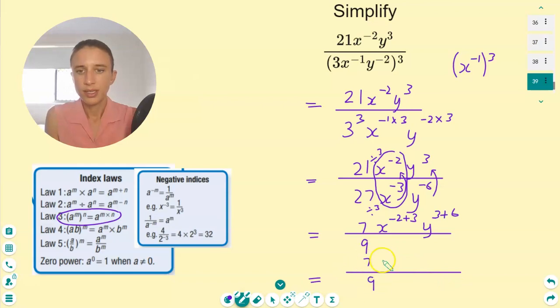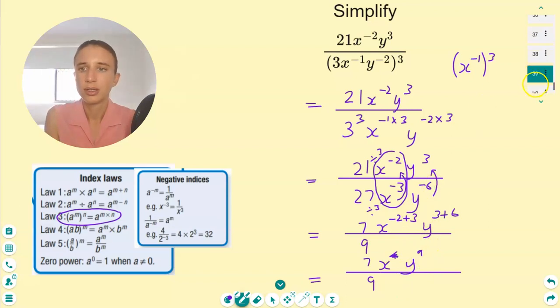7, 9, x to the negative 2 plus 3. Negative 2 plus 2 gets me to 0. Plus another 1 will get me to 3. Y to the 3 plus 6, y to the 9. And then that's all we can do. Maybe you want to get rid of that 1 there. But it's simplified as far as we can go.